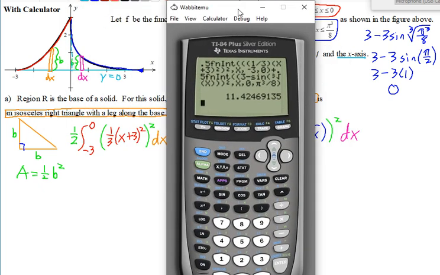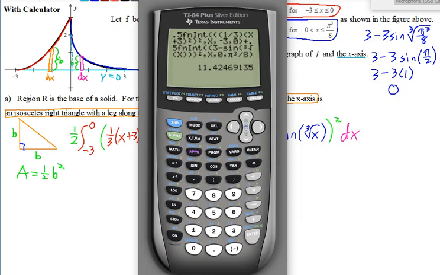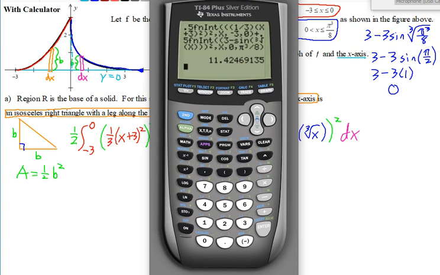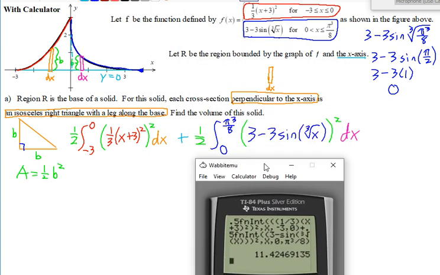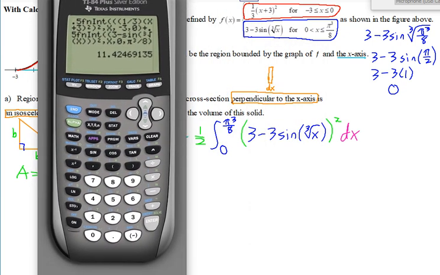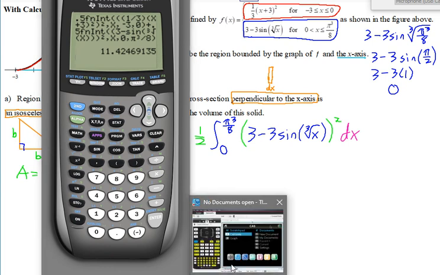11.425. Just make sure that's correct. Let's check on the Inspire. I think something's a little off there. I don't see what I typed in wrong. All right, let's check it on the Inspire, see if we get the same thing here. And I'll come back to that one if it's not right.